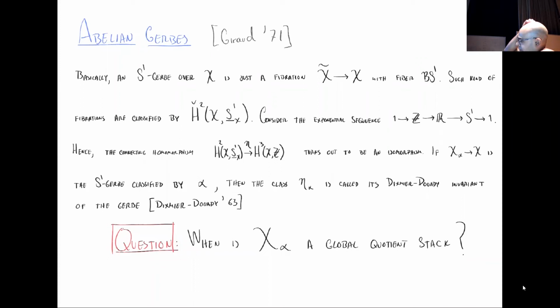An S1 gerbe over a differentiable stack X is just a certain kind of fibration whose fiber is the classifying stack of S1. These kinds of fibrations are classified by the elements in the second cohomology group of X with coefficients in the sheaf of germs of continuous maps on X with values in S1. And in fact, the notion of gerbe was invented in order to provide a geometric realization of this sort of cohomology classes.